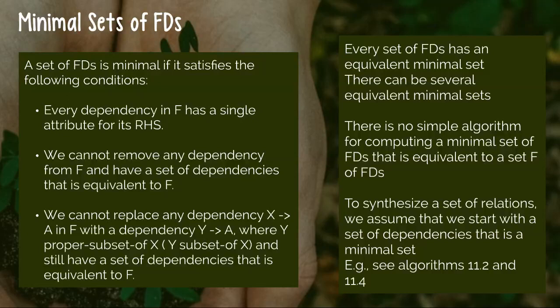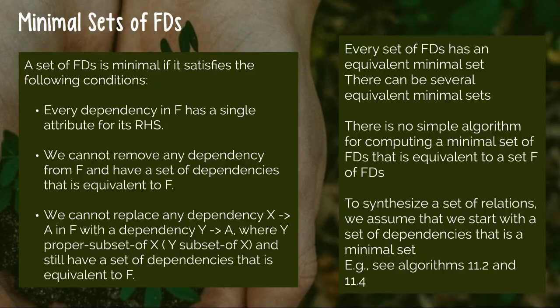So we can consider G as the minimal cover for the set of functional dependencies F. Intuitively, every functional dependency in G, the minimal cover, is needed and as small as possible in order to get the same closure as F. So that is the minimal cover of functional dependencies. There are algorithms in order to get a minimal cover for a set of functional dependencies F.